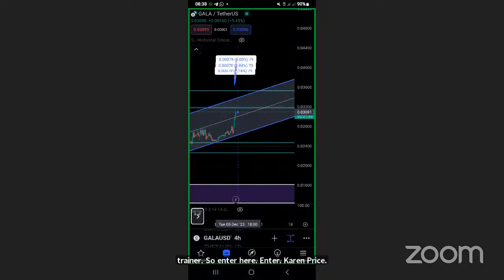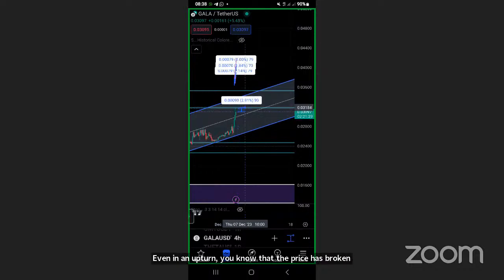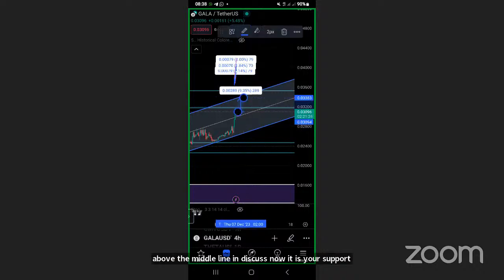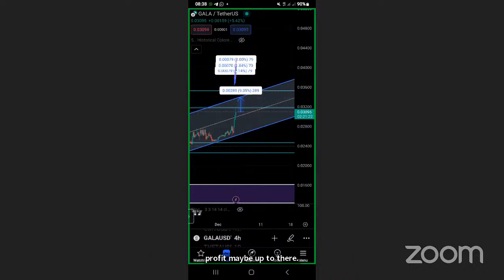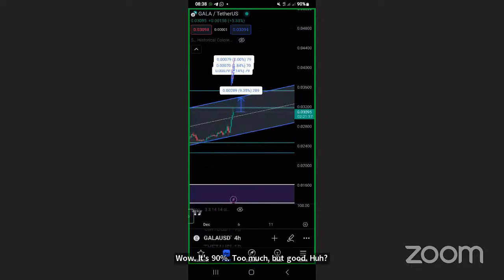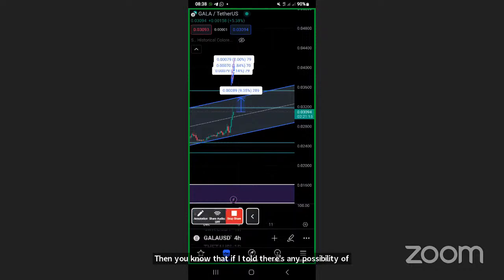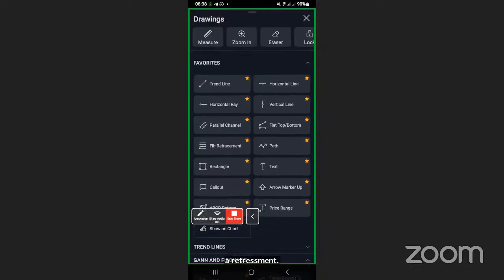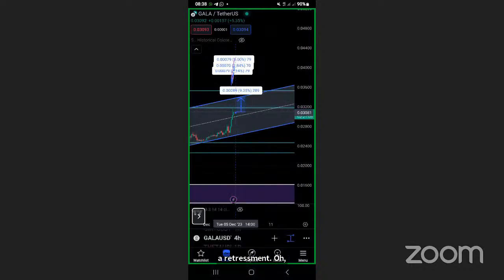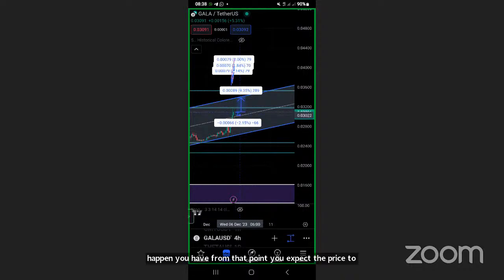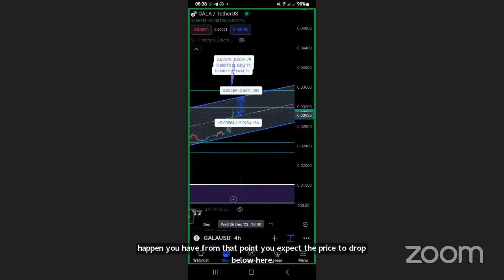Even in an uptrend, you know that the price has broken above the middle line. In this case, now it is your support because the price is above it. So you're going to take profit maybe up to there. Wow, this is 9%. Too much, but good. Then you know that if at all there's any possibility of a retracement or a drop, you expect the price to drop from that point to this line, the middle line.